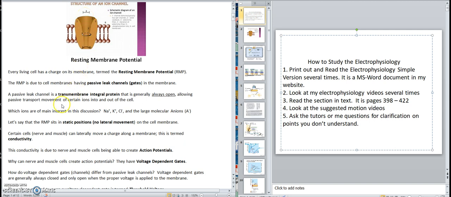Okay. The main ions of interest involved in the resting membrane potential are sodium, potassium, chloride, and something we'll call the large molecular anions. These are big proteins made inside the cell and they're too big to get out. And they have a negative charge, large molecular anions.